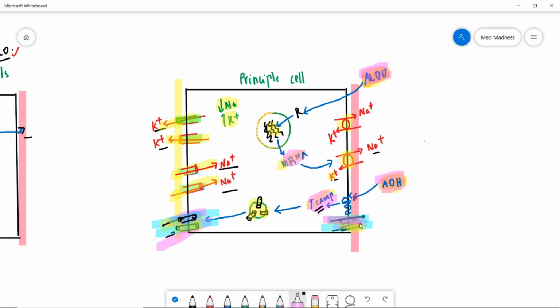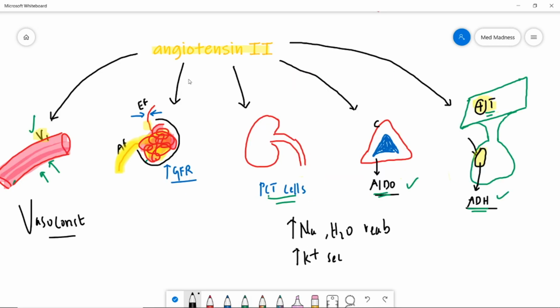Now you should be very clear about this system. Now let's summarize. What is the direct action of angiotensin 2? It directly acts on the V1 receptors of blood vessels, resulting in vasoconstriction. It acts on the efferent arteriole preferentially, maintains the GFR. It acts on the PCT cell, increases sodium and water reabsorption.